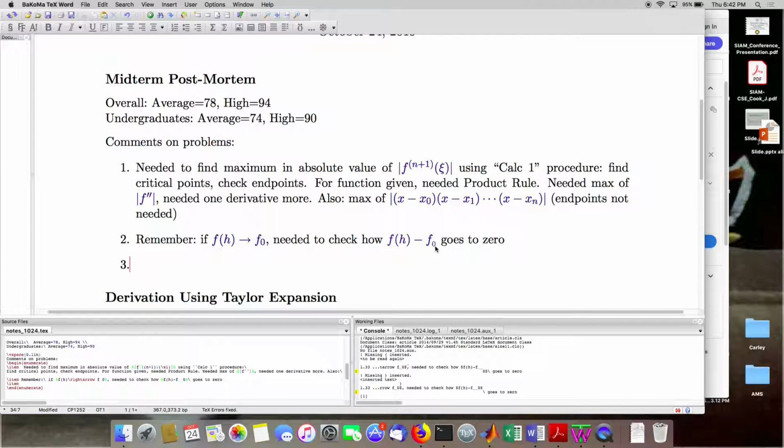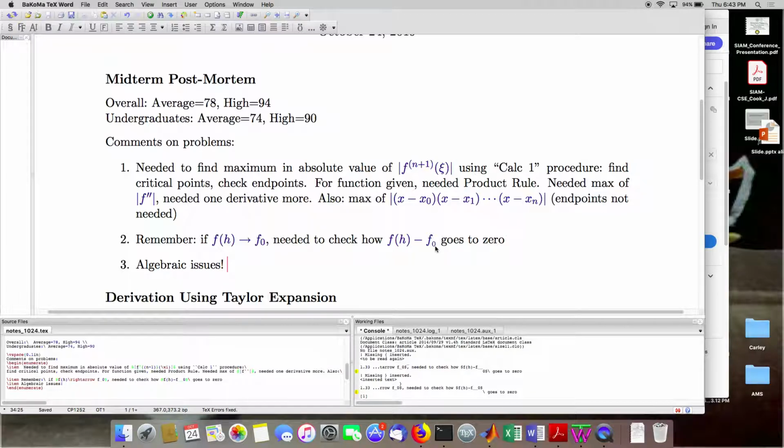Number 3 went pretty well. This is about the floating point arithmetic issues. Most people got the correct modification. Where they did not, again, there were some algebraic mistakes. The other part of the question was, you have a function of x. For which values of x is there an actual problem? More than one answer was acceptable.